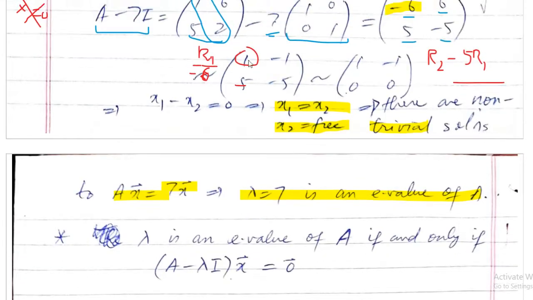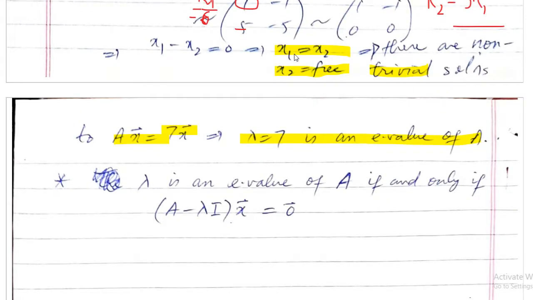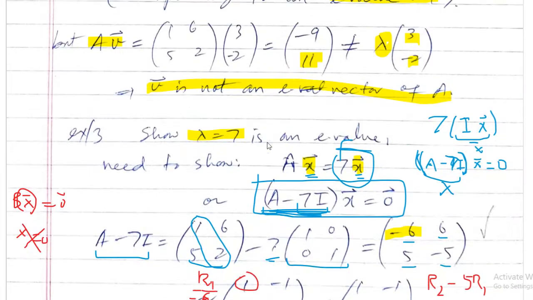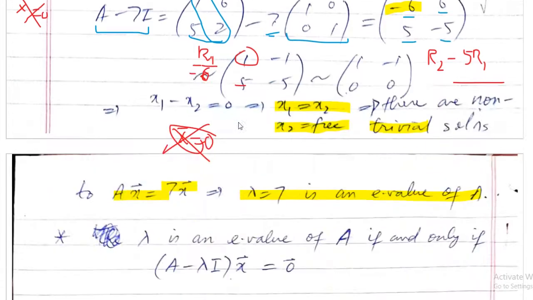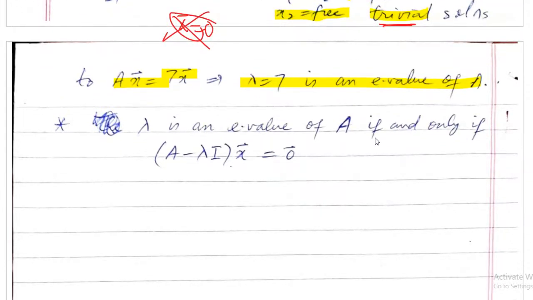If at this stage you only get the x is equal to 0 solution, it means x equal to 0 is not acceptable. So I will go back and say that no, lambda is equal to 7 is not an eigenvalue. My answer will be yes, lambda is equal to 7 is an eigenvalue, if I get non-trivial solutions, if I get non-zero solutions.